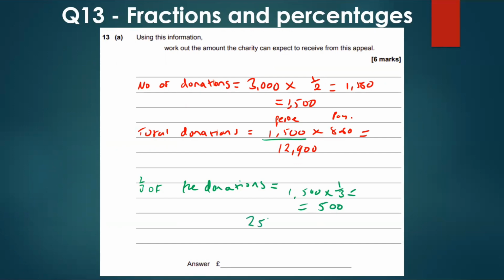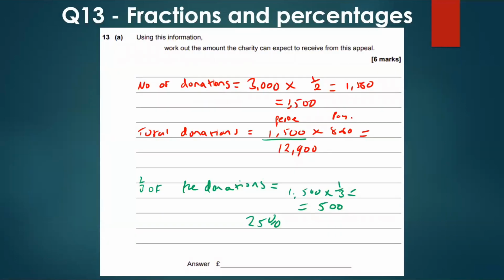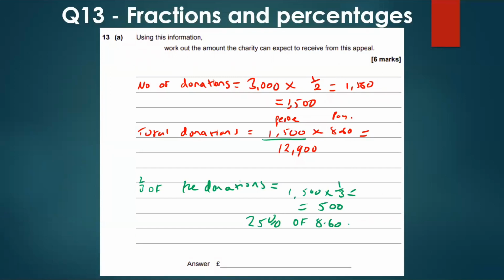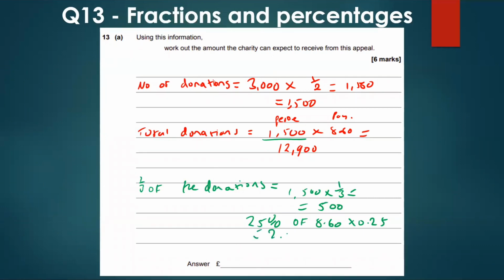Now, it says that the government adds 25% to the donation of these people. So it's actually going to be 25% of £8.60, because it's 25% of that money being added to them. And that's going to be times by 0.25. So 25% of £8.60 is 8.60 times by 0.25, and that's £2.15. So we know that they get £2.15 added to their donation.